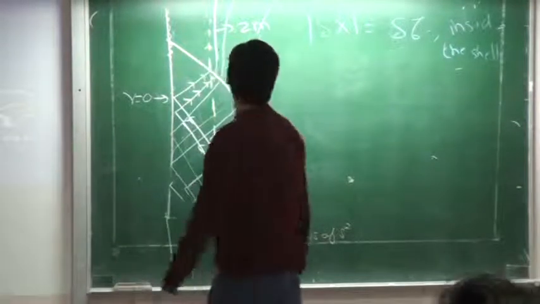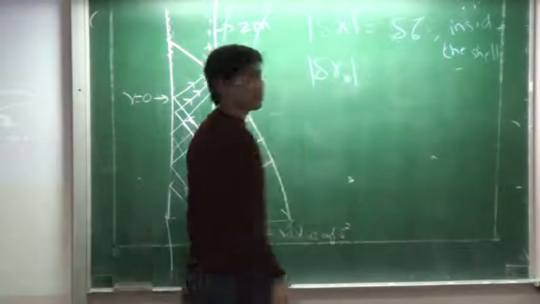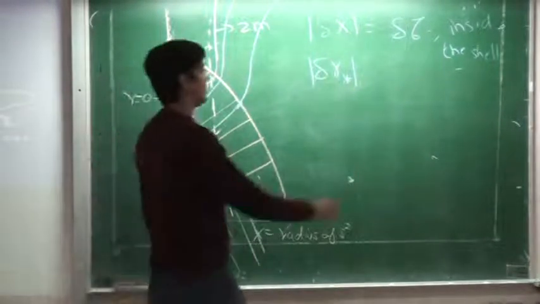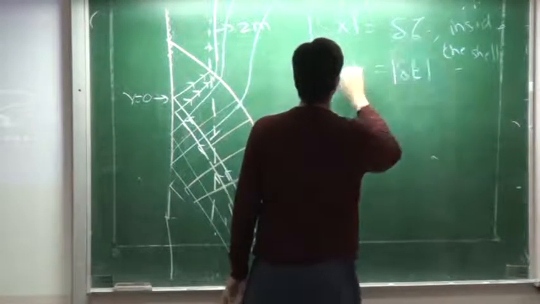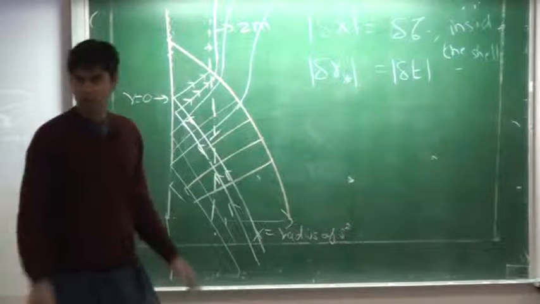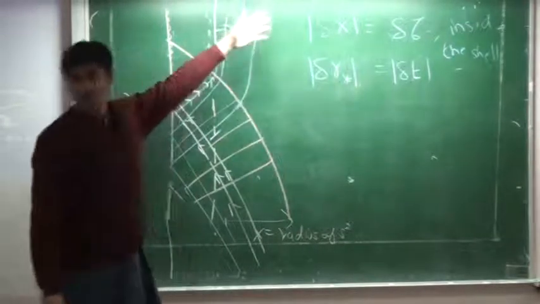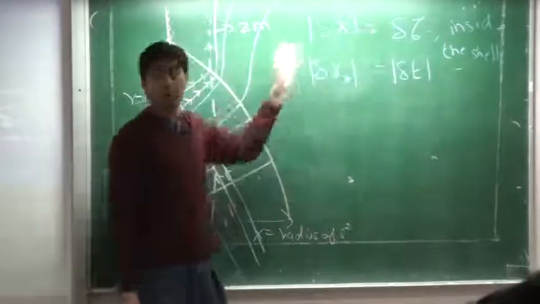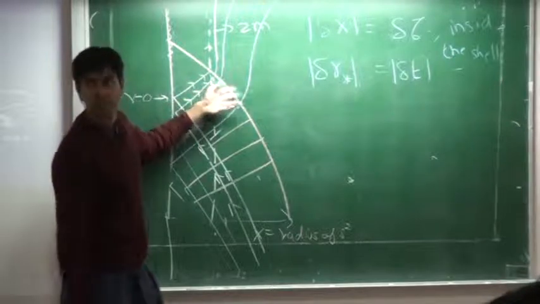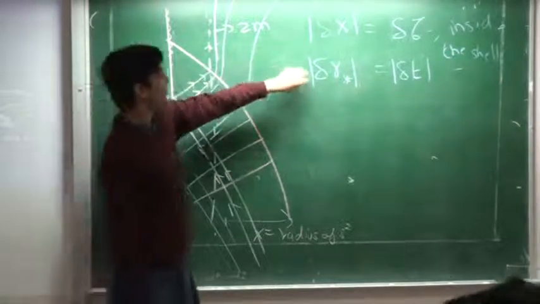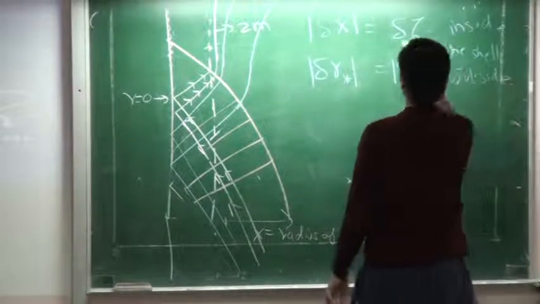Then geodesic motion is along delta r star, where r star is the tortoise coordinate, equal to delta t, where t is a Schwarzschild coordinate. This is different from tau and this is different from x. Both of these are different. T is the Schwarzschild coordinate outside, and r star is the tortoise coordinate outside, whereas this tau is the proper time coordinate inside the shell. And there's some matching between these two coordinates on the surface of the shell. So this is the trajectory of geodesic outside. This is the trajectory of geodesic inside.